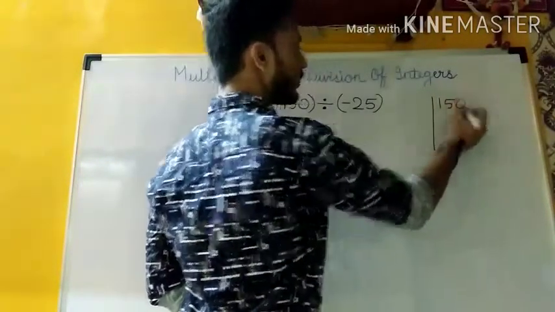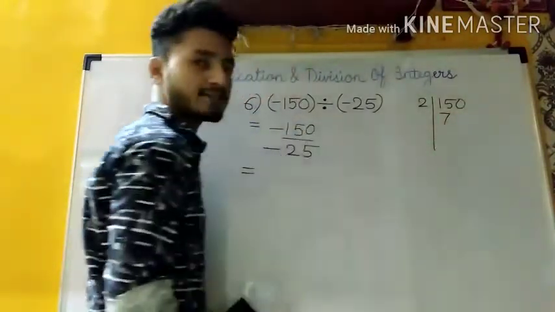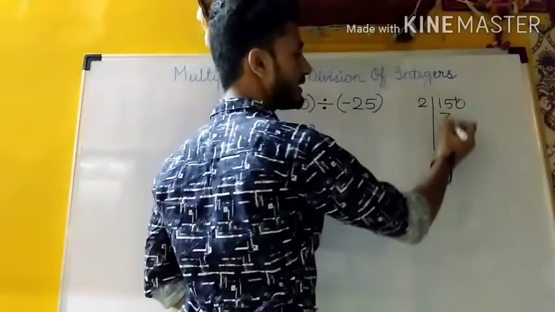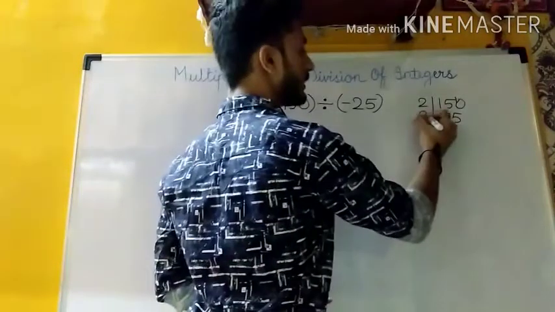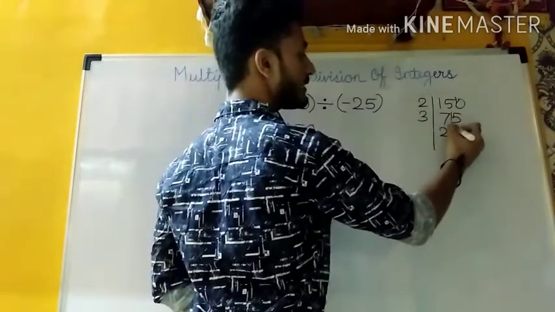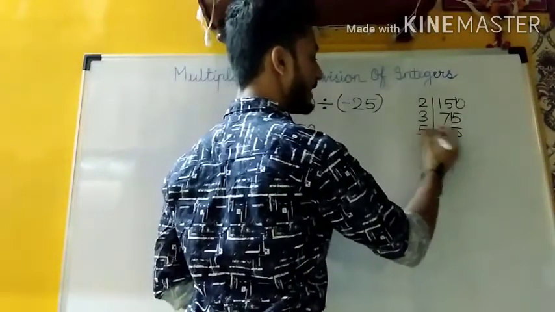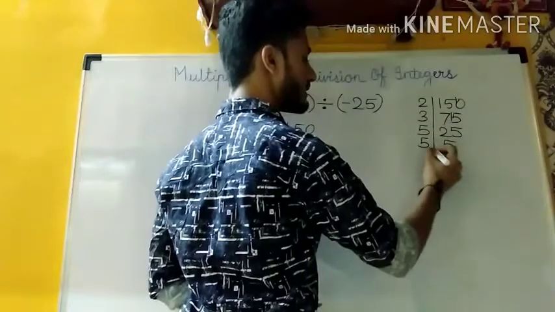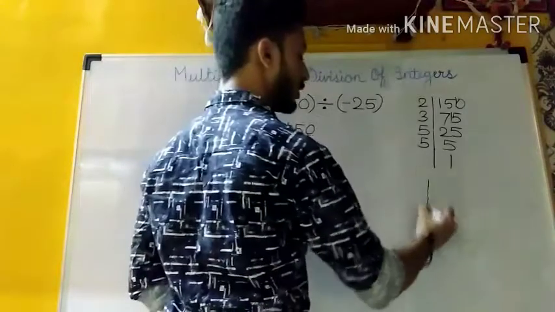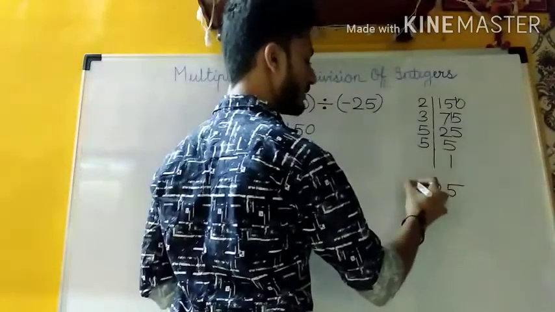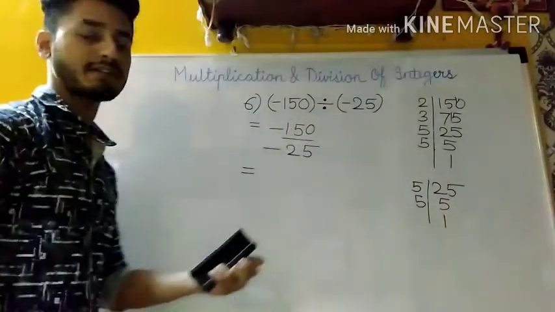So for 150, what are the prime factors? Yes, we'll begin with 2. So 2 7s is 14, 1 remains, 2 5s is 10. Now it is 75. We can go for 3. 3 2s is 6, 1 remains, 3 5s is 15. Now 25. So we'll go for 5. 5 5s are 25 and 5 1s are 5. So these are the prime factors for 150. For 25, the prime factors are 5 5s are 25 and 5 1s are 5. Okay, these are the prime factors.